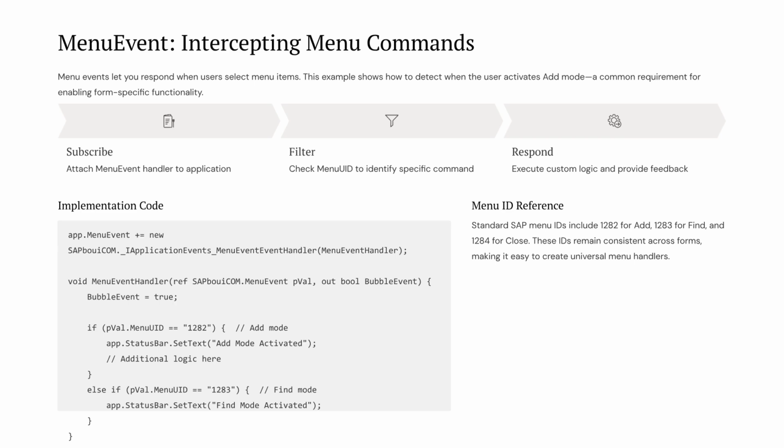MenuEvent allows you to intercept standard commands like add or find. After subscribing the handler, filter by the specific menu UID to identify the command. For instance, menu UID 1282 corresponds to the add mode. You can then execute custom logic and maintain universal menu handlers.